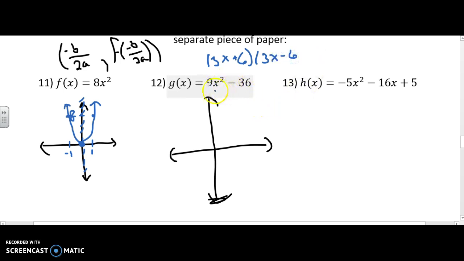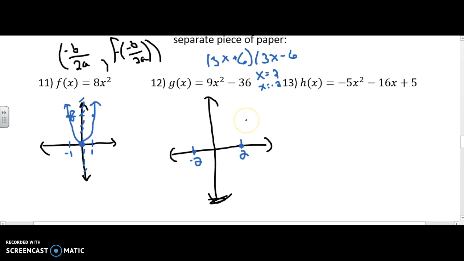Okay, we also could have taken out a 9 and then factored this, because this is x squared minus 4. So really we're going to get that x equals 2 and x equals negative 2 as our roots. So pretty easy roots. We go ahead to 2 and plot that, and we'll go ahead to negative 2 and plot that. So we have our 2 roots.